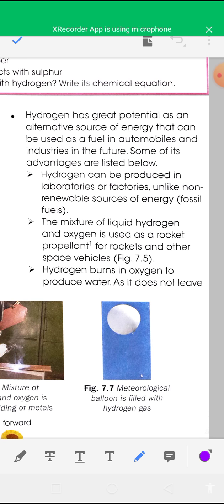Hydrogen is used as a fuel in automobiles. It can be used as a fuel in automobiles and industry in the future. Hydrogen can be produced in laboratories or factories, unlike non-renewable sources of energy. And a mixture of hydrogen and oxygen is used as a rocket propellant for rockets and other space vehicles.